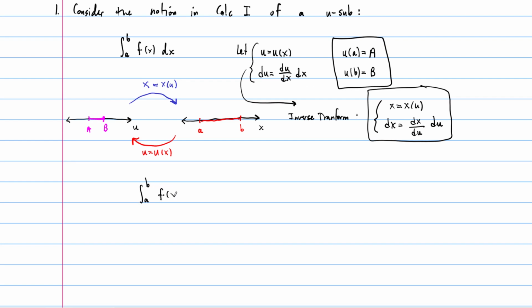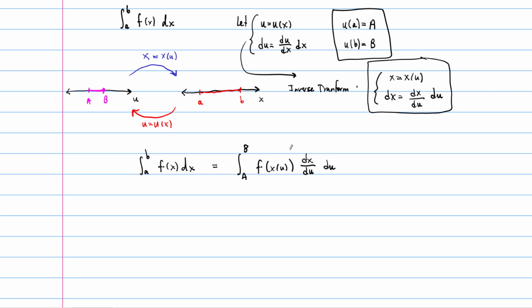Along with these boundaries, what we end up with is that our integral from a to b of f of x dx is going to be hopefully easier for us to compute, but transformed, hopefully for a reason that's going to be helpful to us, to the integral from capital A to capital B of f of x of u. So that's now a function of u times dx, but dx has got to be in terms of u as well. So it's multiplied by dx by du times du. As long as our transformation is invertible, then we can do this. So this is the idea from Calc 1.